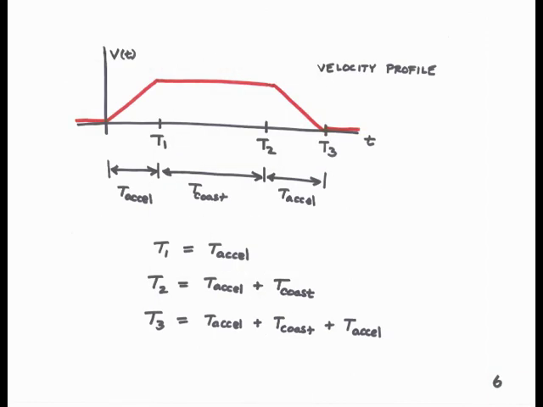So with the timing parameters txl and tcoast now defined, we can write the equations relating them to the times t1, t2, and t3. t1 is clearly equal to txl. t2 will be txl plus tcoast, and t3 will be txl plus tcoast plus txl.